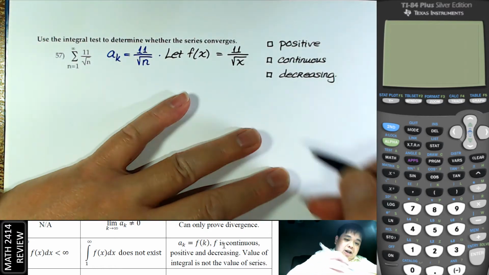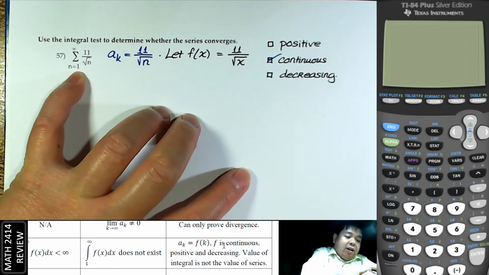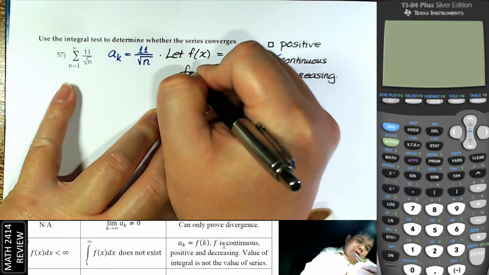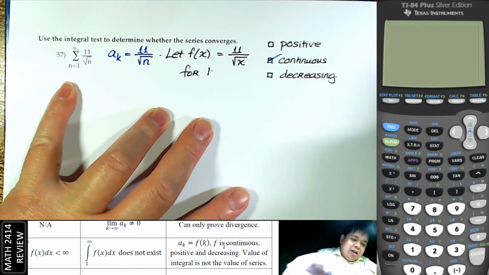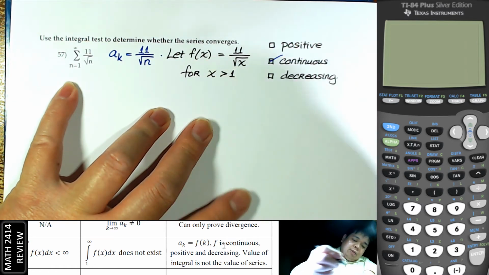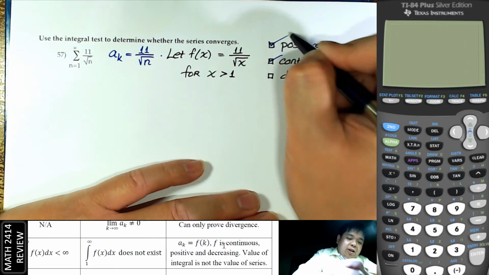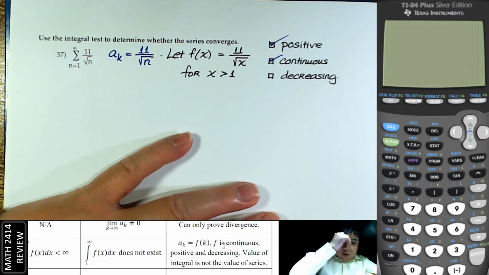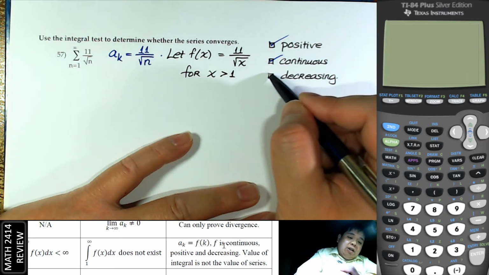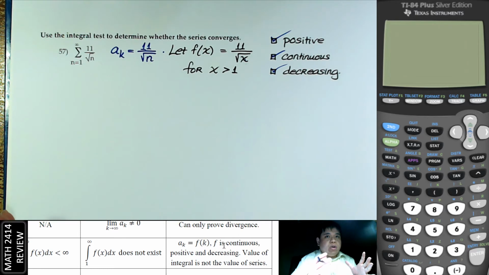So obviously, it is continuous, because that is defined for n greater than 1, right? So for x greater than 1. So it is continuous, and it is positive, because square root of positive is positive, and it is decreasing because as x gets bigger, the denominator gets bigger, so the quotient gets smaller and smaller. So yeah, all of that checks.